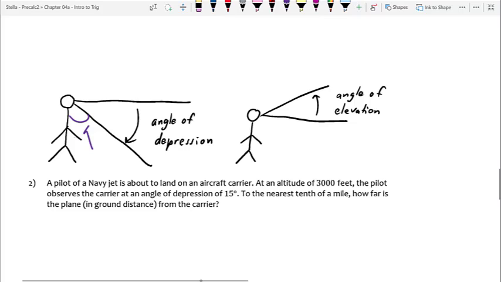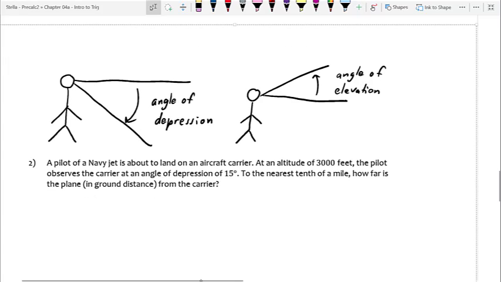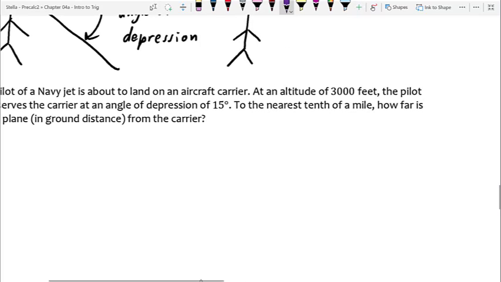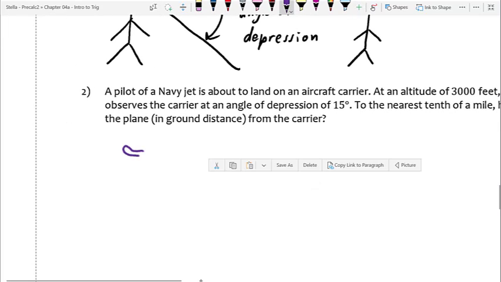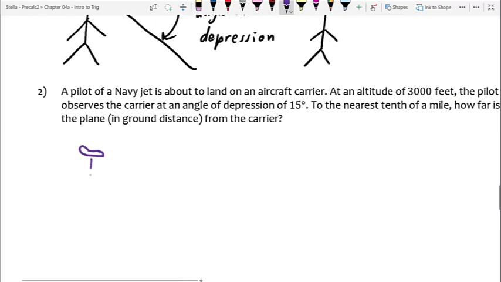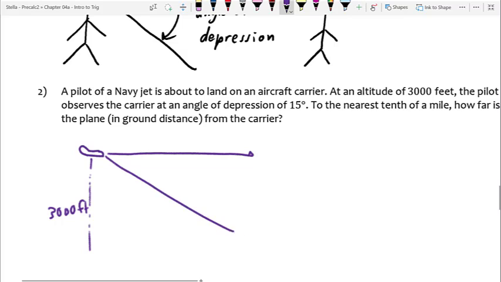It's not the one between the person and the floor. It's the one between the person's line of sight and the horizontal and then tilting down. So at an altitude of 3,000 feet, the pilot observes the carrier at an angle of depression of 15 degrees. So here's a plane, which, I'm sorry, yeah, that's a plane, just go with it. And the pilot is at an altitude, so we're going to put an altitude of 3,000 feet, and the pilot looks out to the horizon and then looks down at the ground and sees that that is 15 degrees.